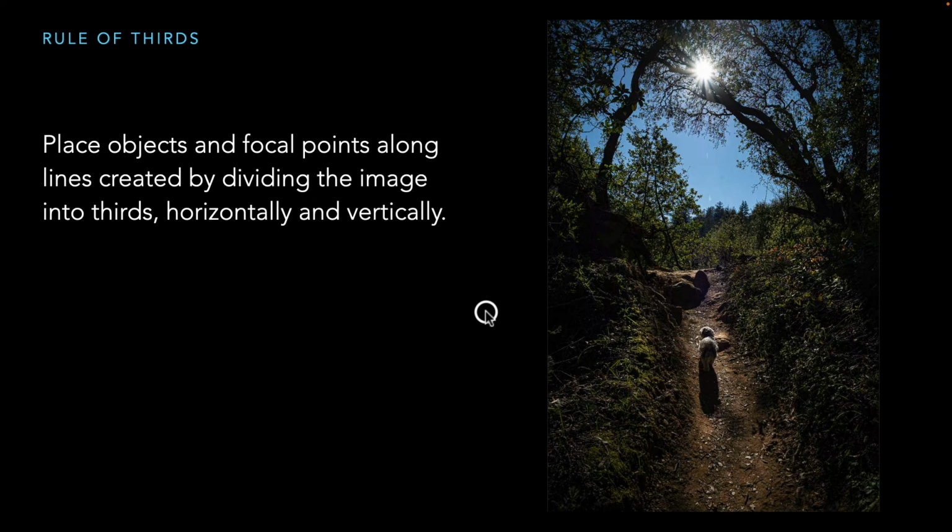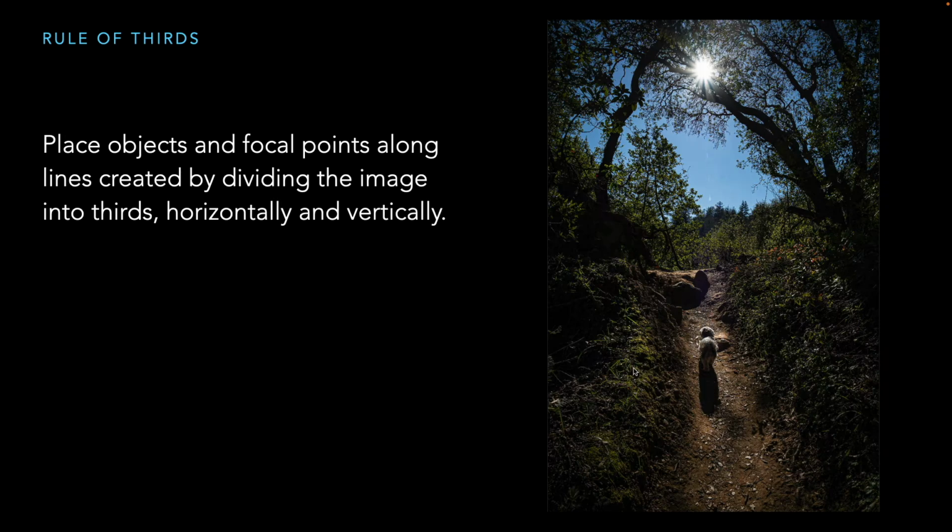Another tip is the rule of thirds. Place objects and focal points along lines created by dividing the image into thirds, horizontally and vertically. What does that mean? Well, here's a little image of my friend's dog, and I think the dog is going to heaven. No, I don't know. Stay away from the light, I guess.